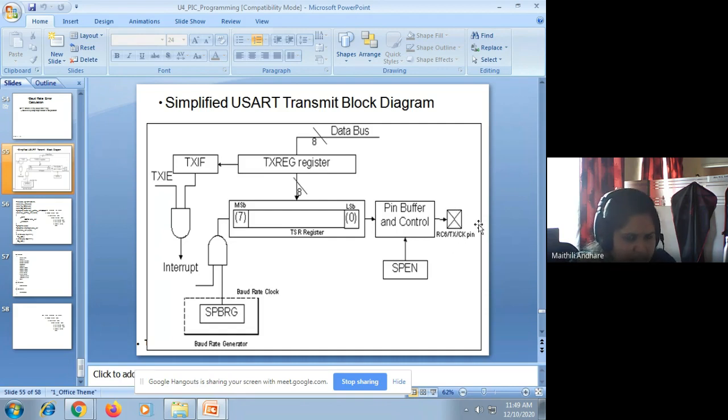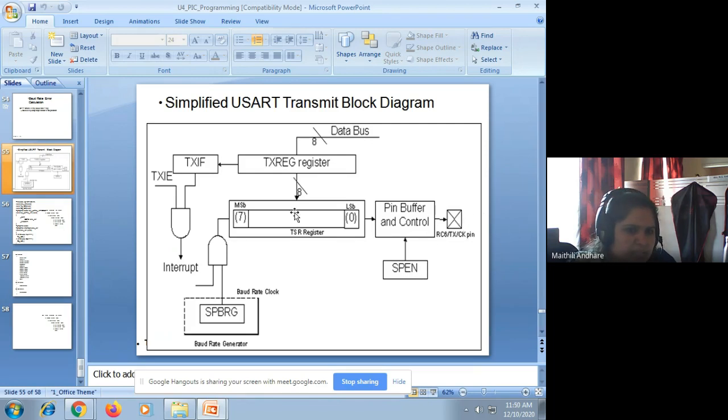Through this pin the data is transmitted. Then SPBRG, one of the inputs is a NAND gate and it is given to the TSR. So first of all you have to set the baud rate, then the data is to be loaded in the TXREG register. It will go to the TSR register, and then through the serial port enable bit, through the TX pin it will be transmitted.